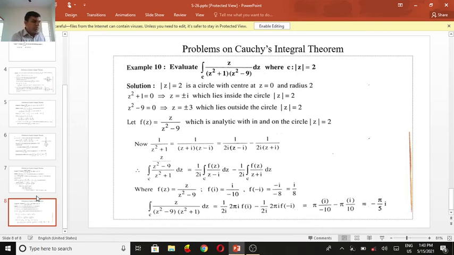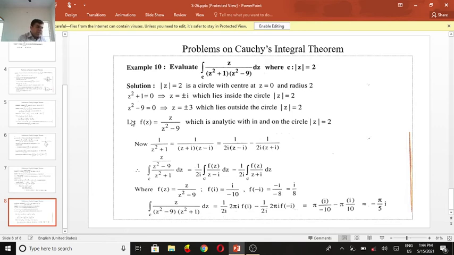So we come to one more problem: integral of z divided by (z square plus 1) into (z square minus 9) dz, where C says that mod z equal to 2. Mod z equal to 2 is a circle with center 0 and radius 2. Simplifying, z square plus 1 equal to 0 means z equals plus or minus i, which lies inside the circle mod z equal to 2.